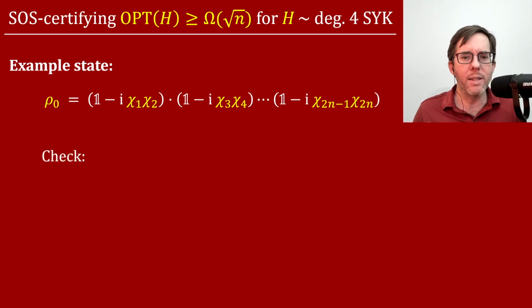Okay, so why is this a state? Well, first we check its trace. If you imagine expanding this long product out, then the constant term will indeed be 1, so the trace is 1 as desired. Second, why is it a perfect square?